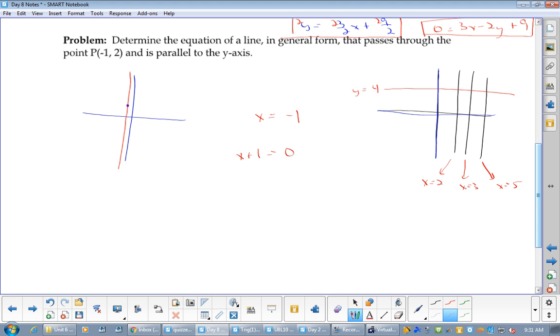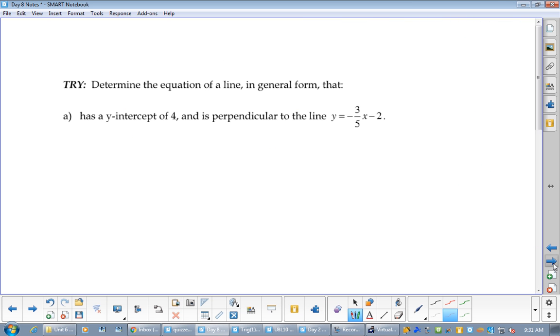Okay? So again, it is a shame when students give those ones up on a test or a multiple choice question because they're fast. And if you know your stuff, easy. If you don't know your stuff, slow and hard. Okay. Determine the equation of the line in general form. It has a y-intercept of 4 and is perpendicular to the line y equals negative 3x minus 2.